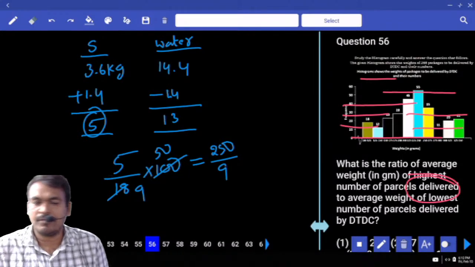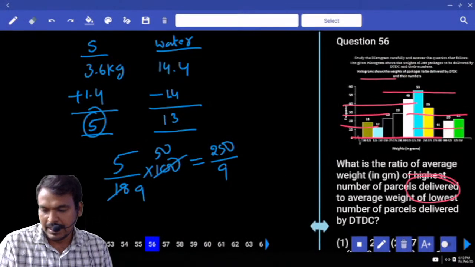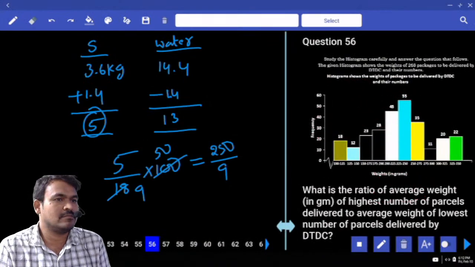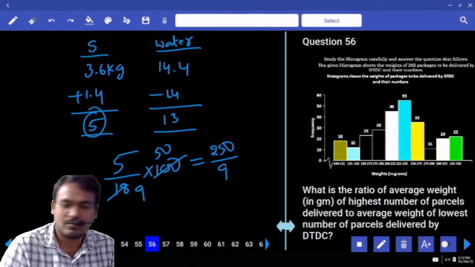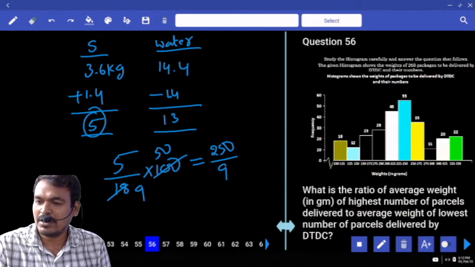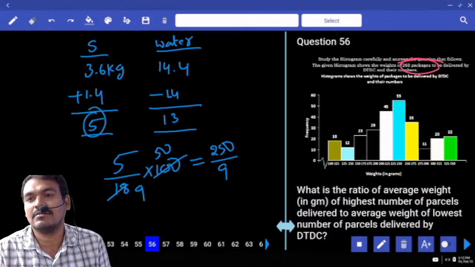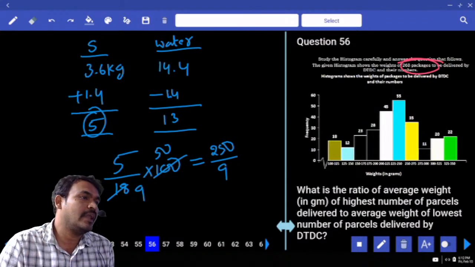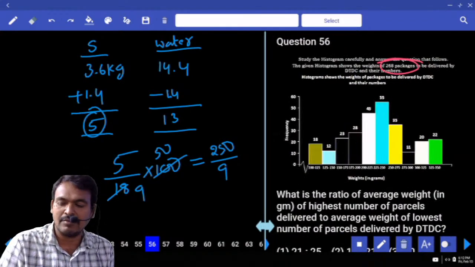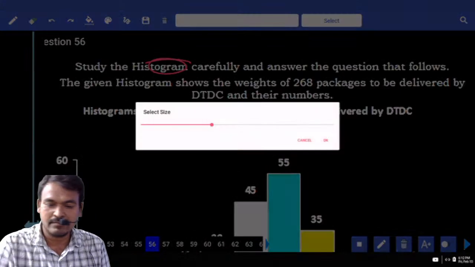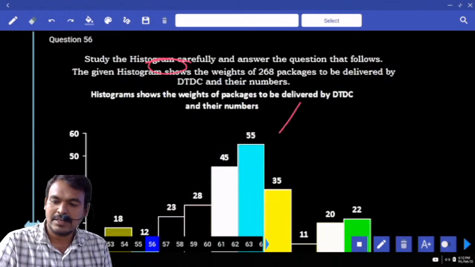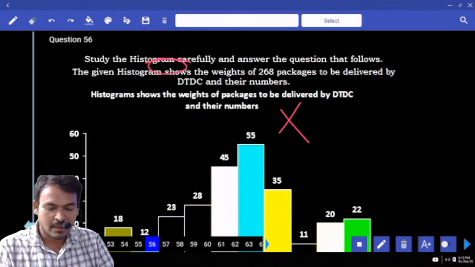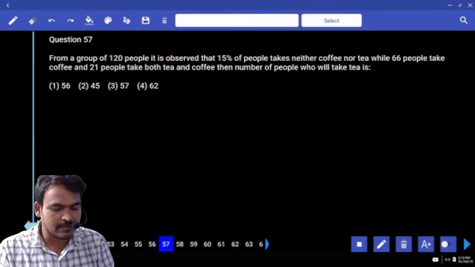Next, question number 56. Again, skip question 56. Yesterday also a mistake was given, today also mistakes are given. What is the total number of packages? 268. The data given says 269 packets. Some mistake is given in the question. Just skip the question.